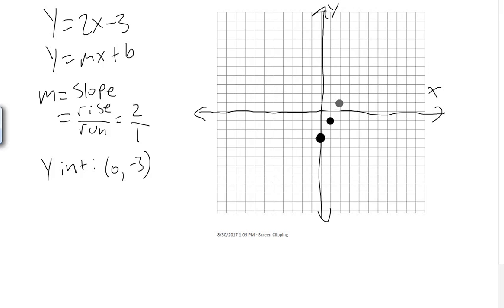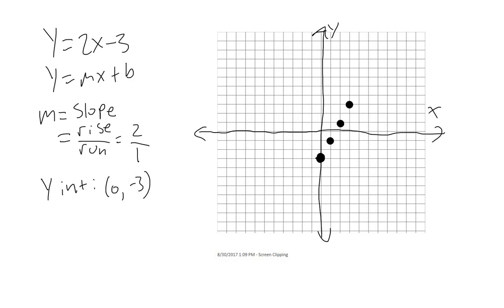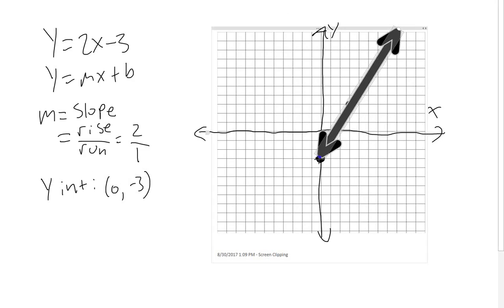I can keep doing this as many times as I want to get as many points as I want for my line, but what you should recognize between them is that from one point to the next, I go up 2 steps over 1 because my rise over my run is 2 over 1. It tells me to rise 2, run 1 from each step. Rise positive 2 and run positive 1. And then from there I can draw my line. More or less that.